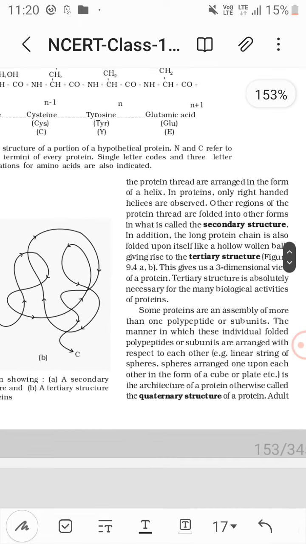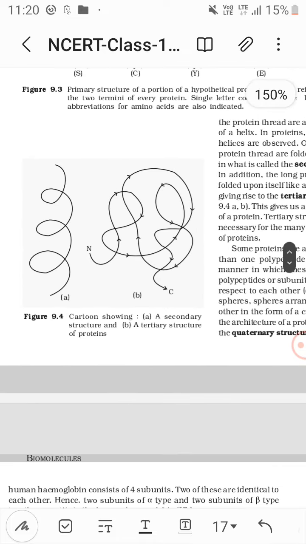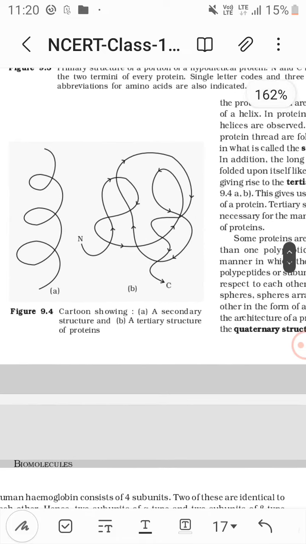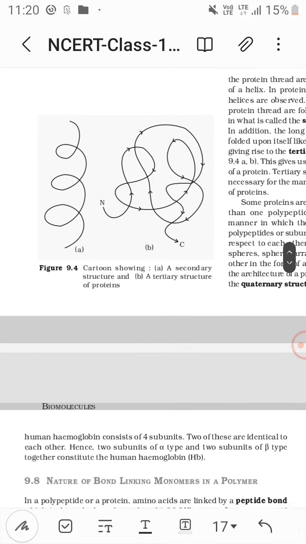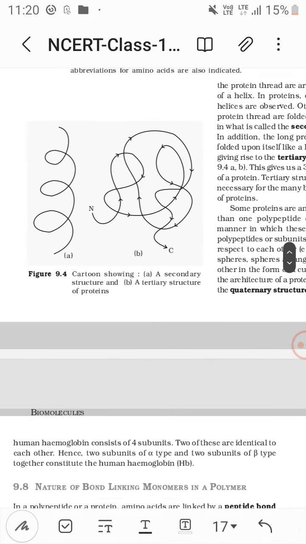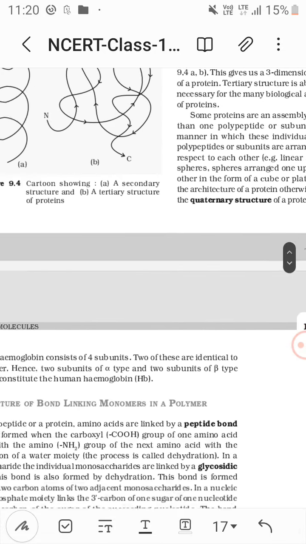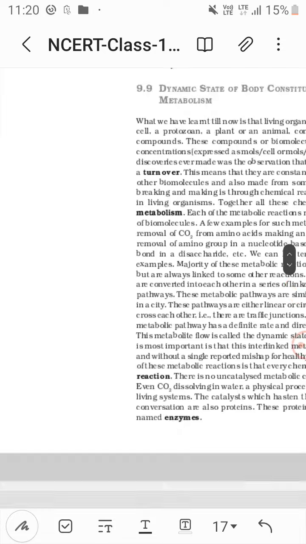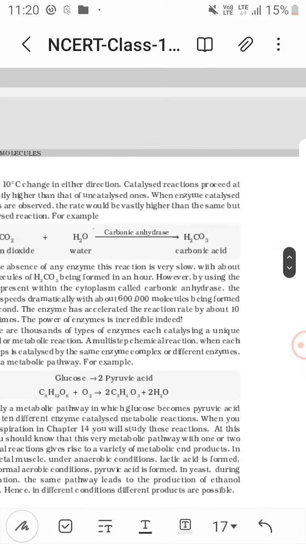Now in secondary structure, alpha helix and beta pleated sheet. So now a cartoon showing a secondary structure and a tertiary structure of proteins in the third diagram, with N and C. Now a secondary structure you see in the first diagram. So that's the secondary structure, alpha helix and beta pleated sheet.